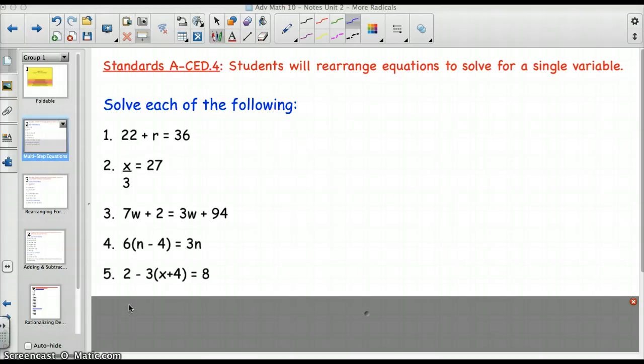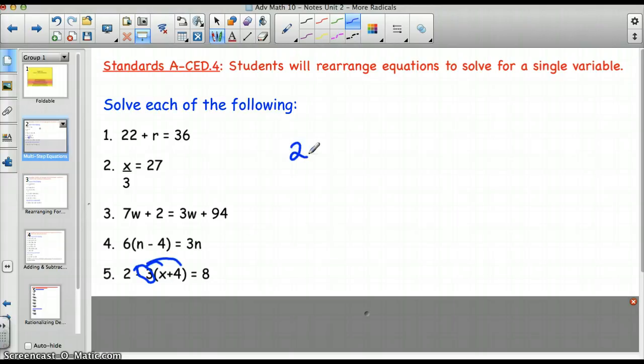For example 5, you have to be careful on how you read it. This says 2 minus 3 times x plus 4 equals 8. So we once again have to distribute the 3 to the x and the 4, but we have to make sure that we take the negative with it. So I end up with 2, and then negative 3 times x is negative 3x, and then the negative 3 times 4 is negative 12 equals 8.